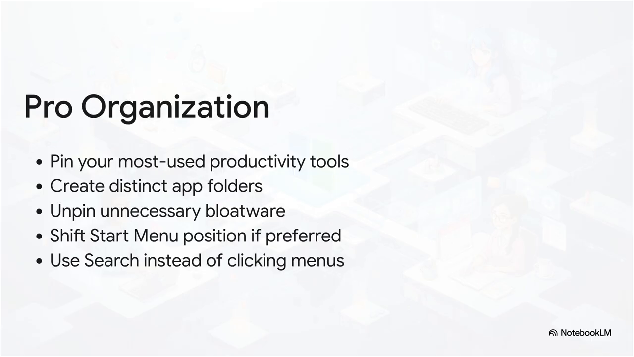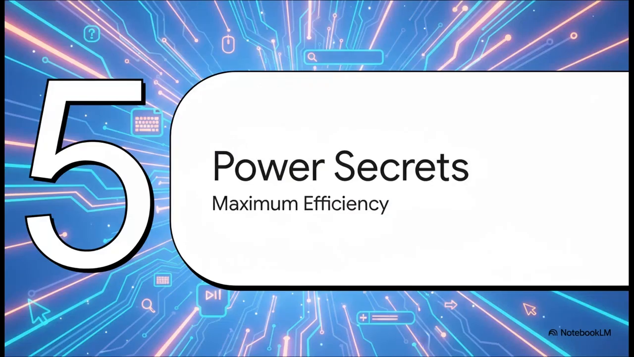Oh, and remember the golden rule. Prioritize typing in the search bar over mindless clicking through menus. Trust me, it is always faster. All right, Section 5. Power user secrets, unlock maximum efficiency.